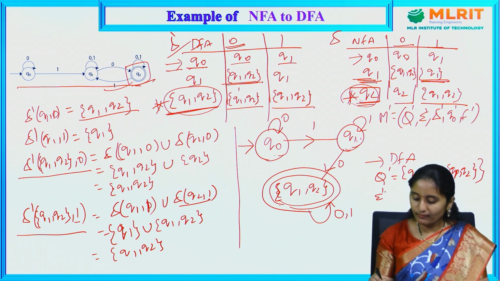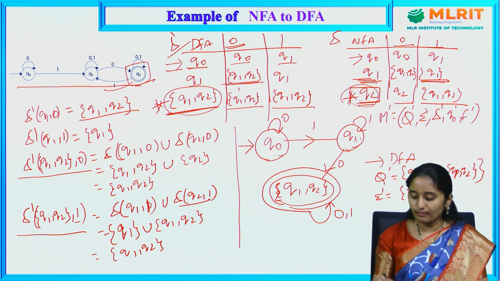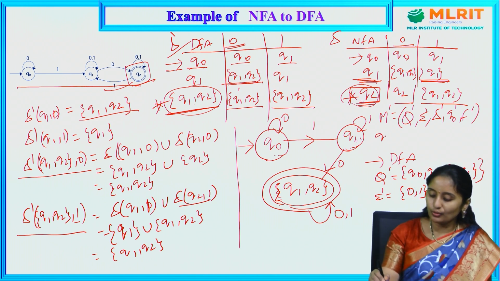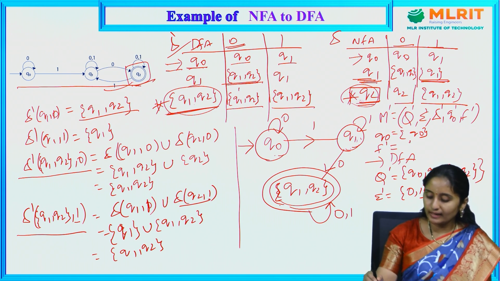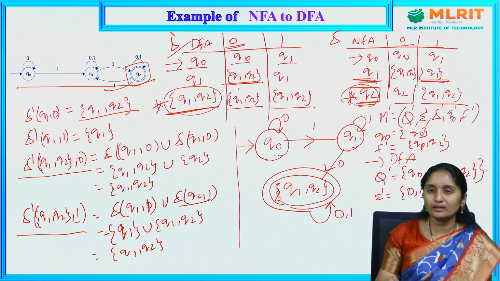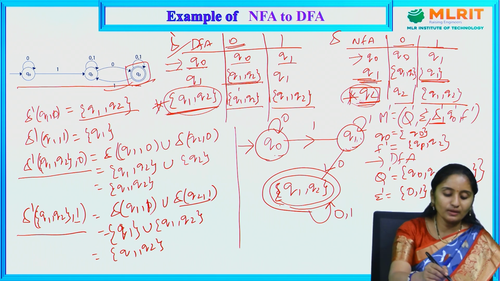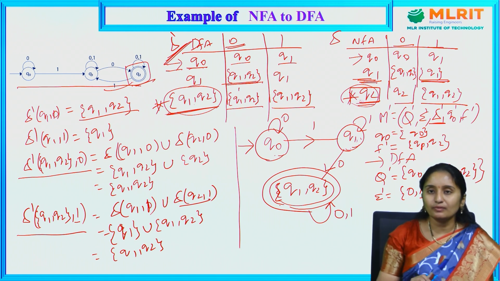Next, sigma is nothing but the set of input symbols. 0 and 1 are the input symbols. Next I have Q naught, which is the starting state. And F dash is nothing but the final state. What is the final state I have here? Sorry, Q1, Q2 is my final state. So the delta dash is what we have plotted here.